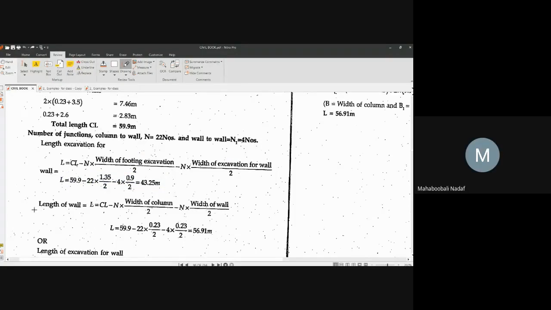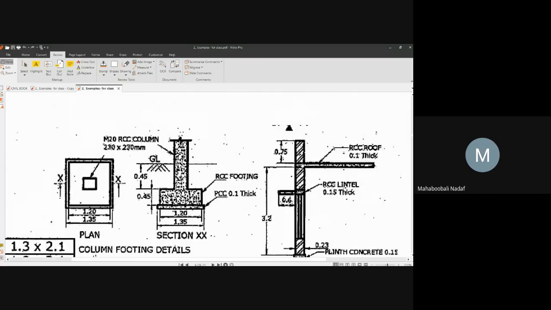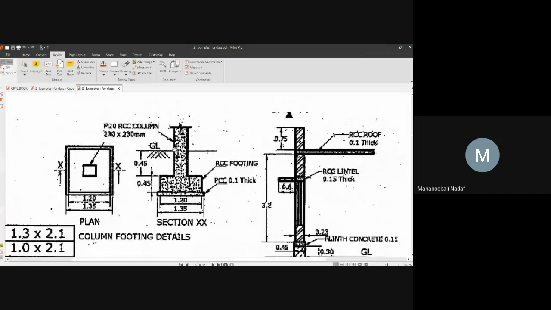Similarly, you do it for wall. Wall means where it will come? Here, above the surface, that wall will come. Now for this, what is the width of column? Width of column? 230 by 230.